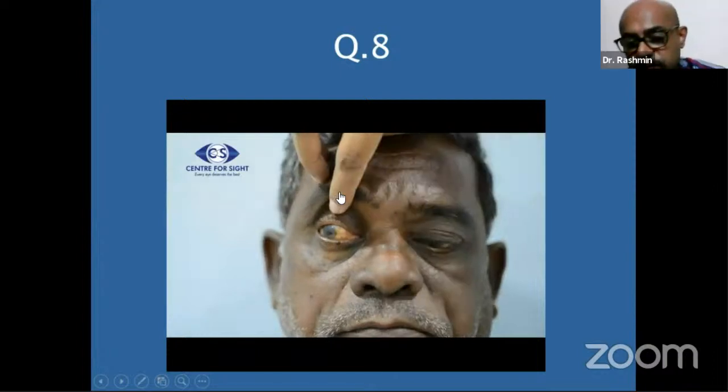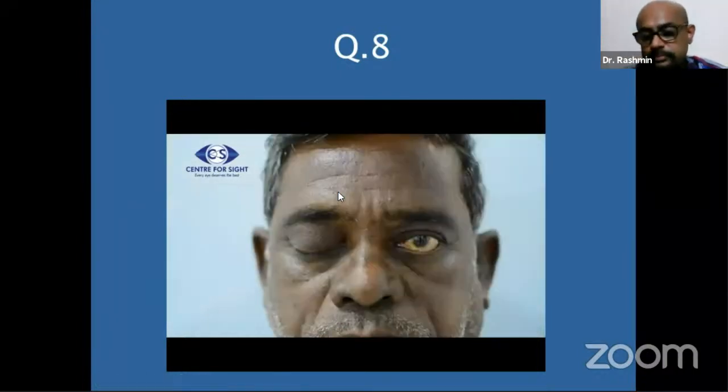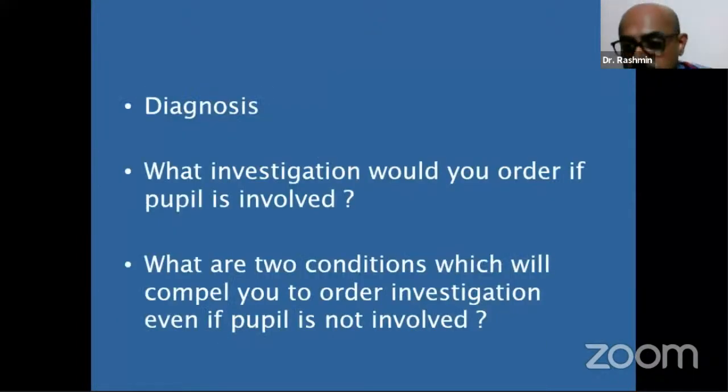All right, so this is straightforward. Diagnosis? Complete third nerve palsy, sir. Right side. Always mention the side. Very good. What investigation would you order if the pupil is involved? We just mentioned that. MRI plus MR angiogram. Yes. And what are you looking for in the MRI?